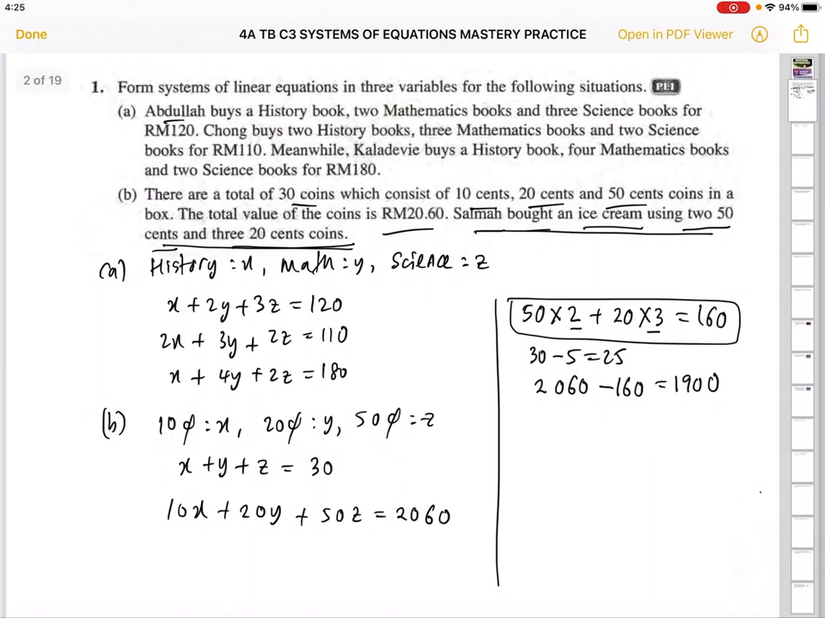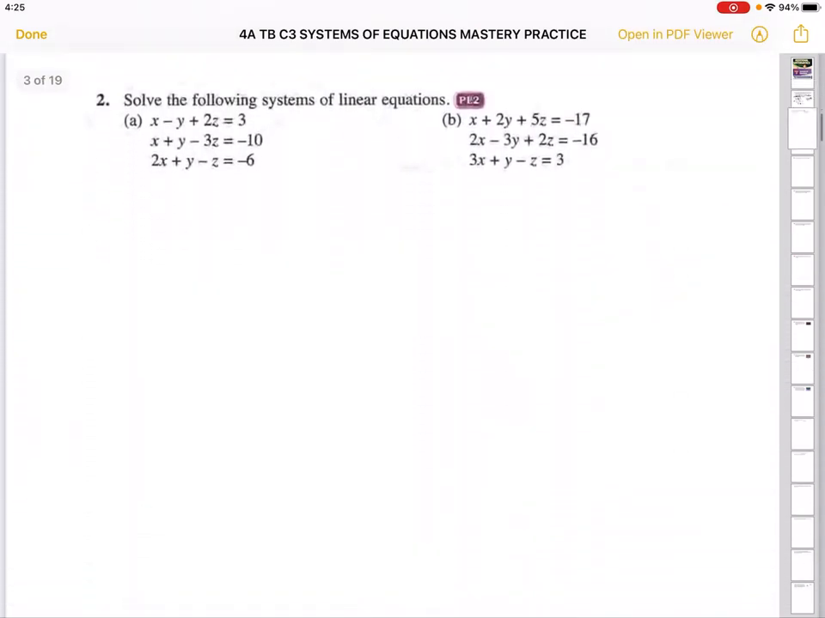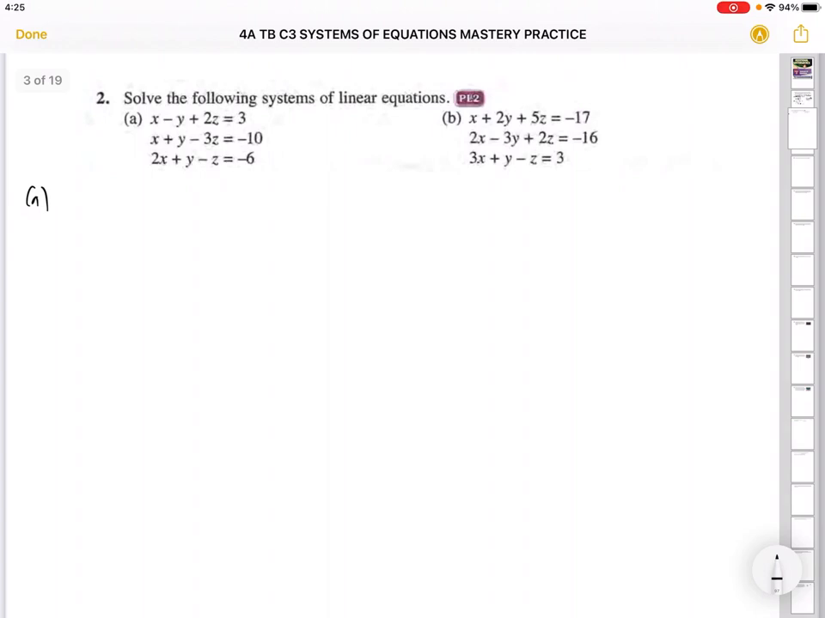Okay, all right, so let's move on to question number 2. Okay, so we have to solve it. I'm going to solve part A over here on the left, part B on the right-hand side. So let's call this equation 1, equation 2, equation number 3.